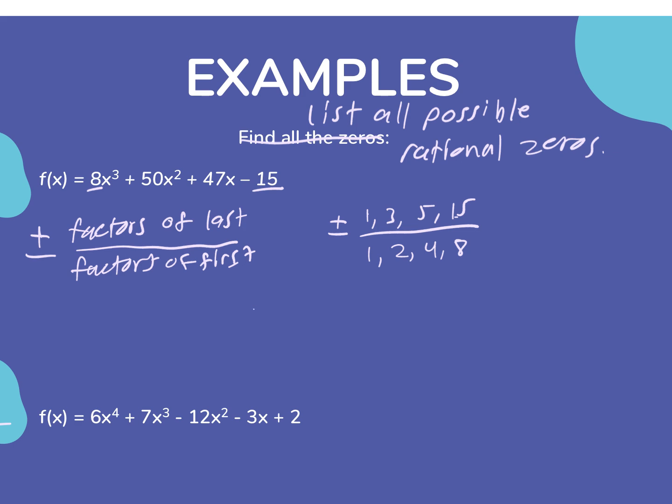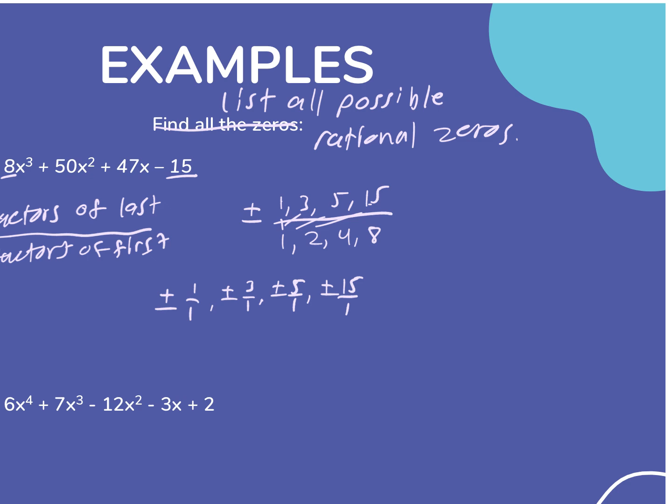It's going to be plus or minus. You have to go one by one, right? So everything on the top has to go over everything on the bottom. So I'm going to start with 1, 3, 5, and 15 over 1, right? I'm just going to put those all over 1. We have plus or minus 1 over 1, plus or minus 3 over 1, plus or minus 5 over 1, plus or minus 15 over 1, right? So those are some possible zeros. Meaning any of these numbers, if we plug it into our function in our synthetic division, we should expect, hopefully, a remainder of 0, right? But these aren't all of our options. We have to keep going, right?